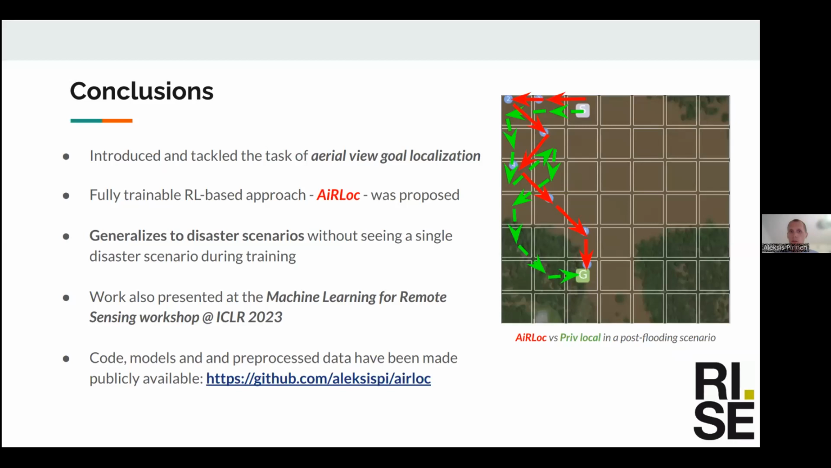So in this work, we introduced and tackled the task of aerial view goal localization, which allows for controllable and reproducible experimentation. We proposed a fully trainable reinforcement learning-based approach called airlock. And this system generalizes to scenarios depicting disasters, even in the cases where it was trained on non-disaster scenarios only. We presented the work at the Machine Learning for Remote Sensing workshop at ICLR 2023. And the work was also accepted for SICE 2023. Code, models and pre-processed data have been made publicly available.